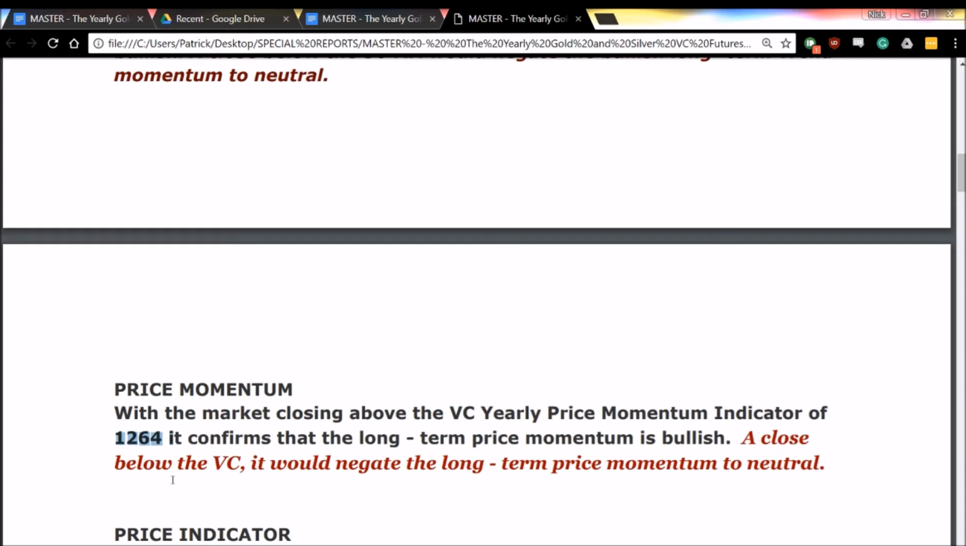The VC yearly price momentum indicator, which is the variable changing yearly price momentum indicator, or the average price, or the mean, of 1264. So we have a pretty clear picture here of what that average is, and with the market closing above that average now of 1264, it confirms that the long-term price momentum is bullish for us.